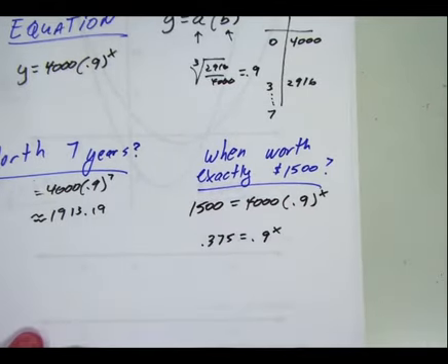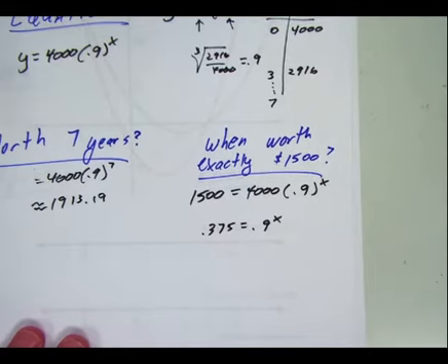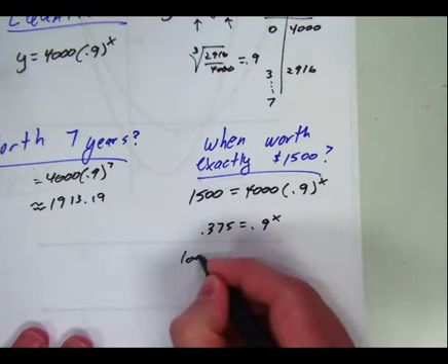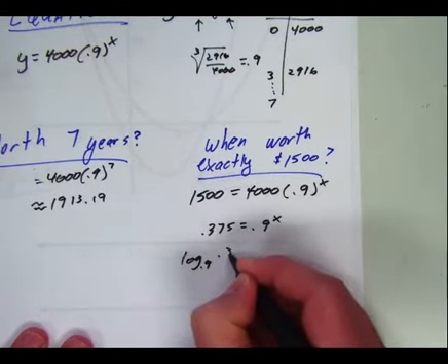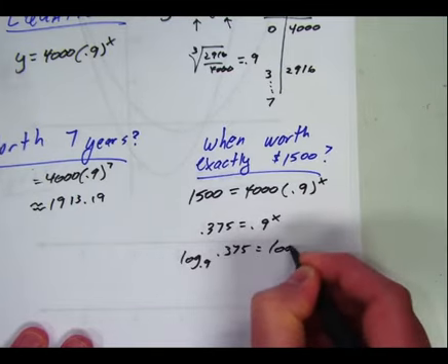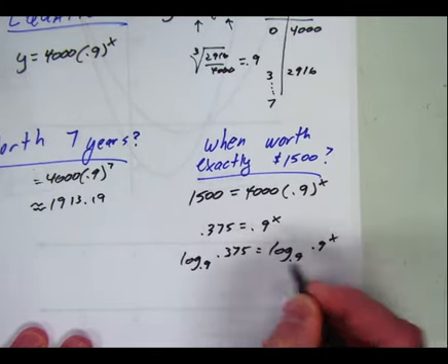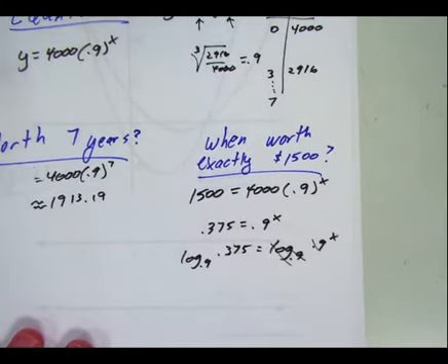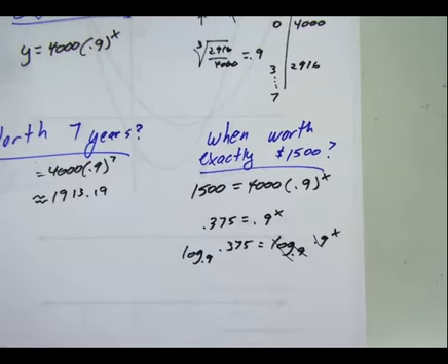And then I have to use logarithms to do that. I do log base 0.9 on both sides: log base 0.9 of 0.375 equals log base 0.9 of 0.9 to the x. Then these are going to cancel. x equals that number, and that number is my answer.